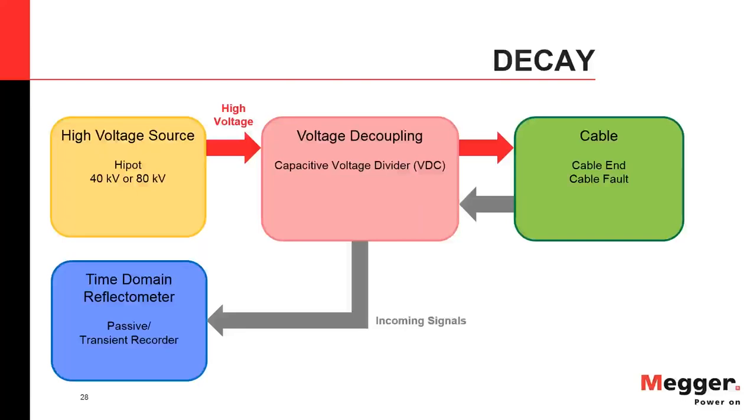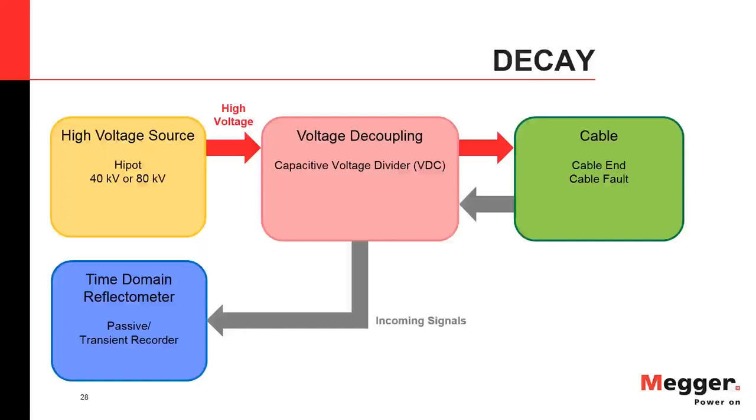And because of that, you need to decouple from the high potential of the center conductor. So you need more expensive equipment to do that, because you need a capacitive voltage divider that is isolated for the voltage that you're actually applying between center conductor and the ground. So this is why you don't have many thumpers on the market that have DECAY. ICE is fairly straightforward to integrate, but DECAY is not.